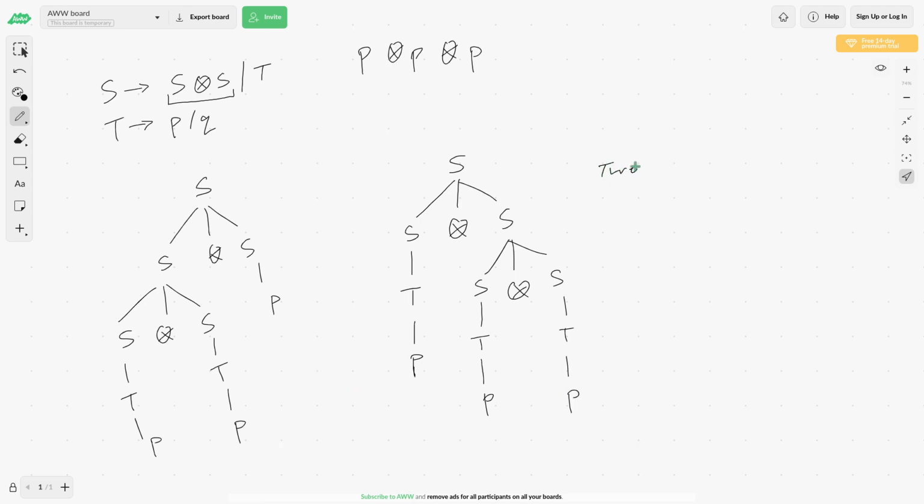I found 2 parse trees for the same string. And then by definition, that means this grammar is ambiguous. And that's all this problem requires.